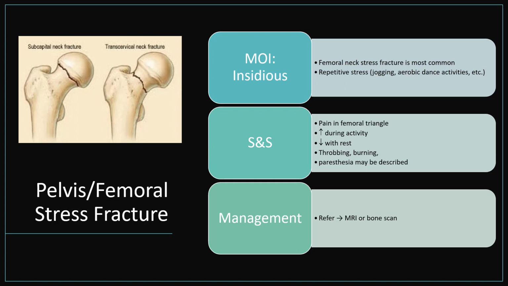Typically, these stress fractures are due to repetitive stress, such as jogging, aerobic dance activities, or from other overuse or repetitive activities. Signs and symptoms of pelvic or femoral stress fracture include pain in the femoral triangle, which increases during activity and decreases with rest. Pain is described as throbbing, burning, and paresthesia, which means that there is numbness or tingling that may be described. Management includes referral to medical services for a potential MRI or bone scan to assess femoral stress fracture or pelvic stress fracture.